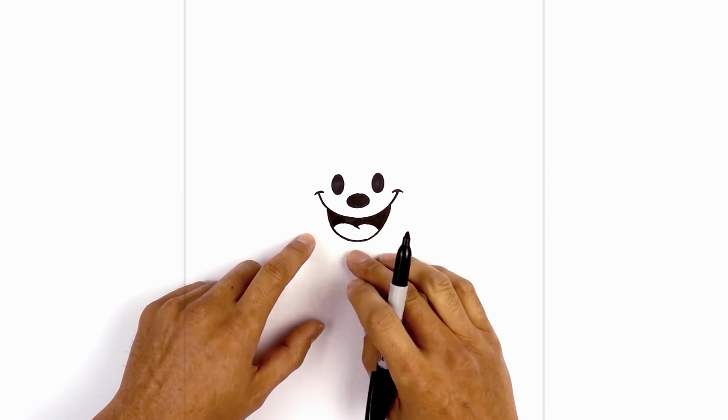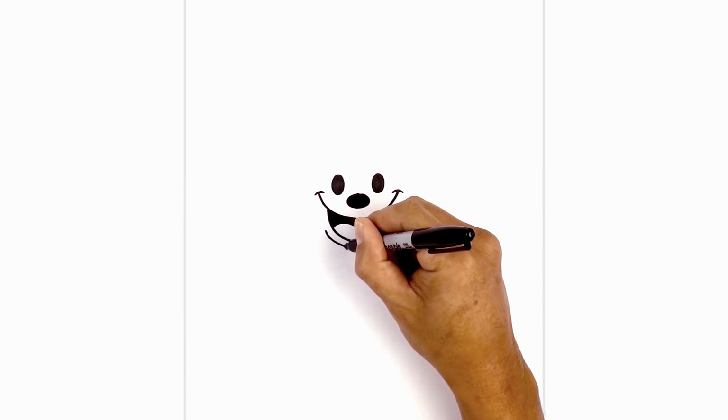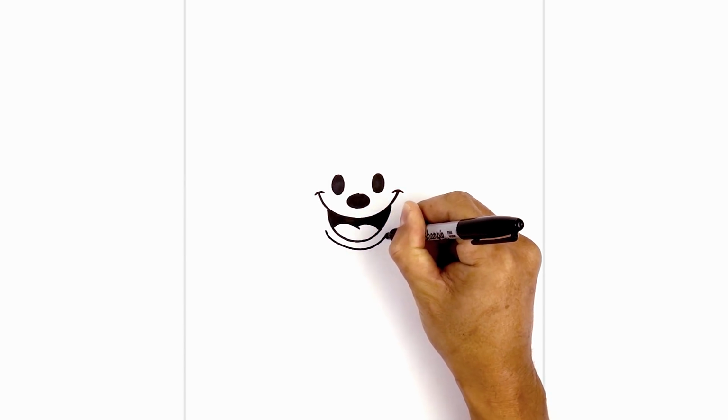Now we're going to thicken up the lower lip. So on the left side, we're going to curve around the base of the mouth and go up on the right side.